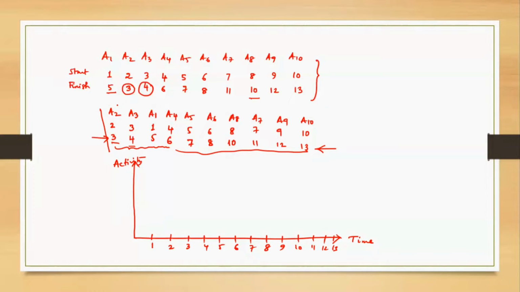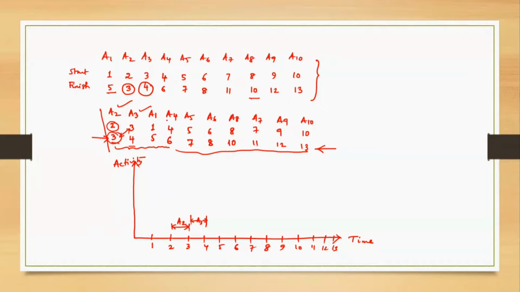So we have to consider A2 first. The starting time of A2 is 2 and finishing time of A2 is 3. So 2 to 3, this part is occupied by A2. Then let us check whether A3 can come. A3 starting time is 3, where A2's finishing time is 3. So A3 we can consider, no issue, there will be no interfering. So after A2, we can take A3 and the slot is from 3 to 4.